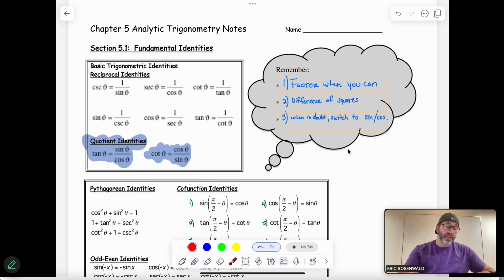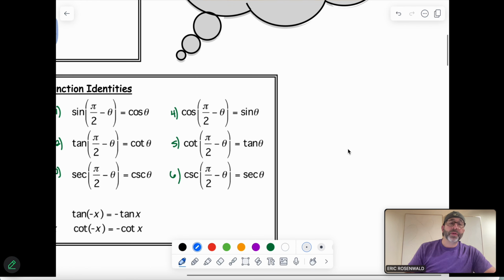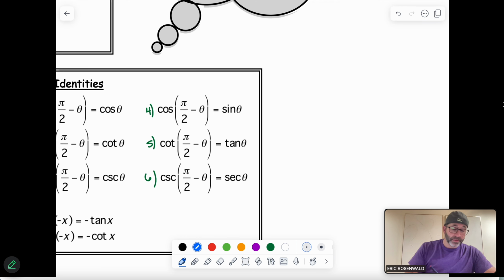And then lastly, whenever you're in doubt, whenever you're stuck and not really sure where to go with the problem, try switching things to sine and cosine and just see what happens, okay? All right, so let's jump into what we should know and remember from these problems.